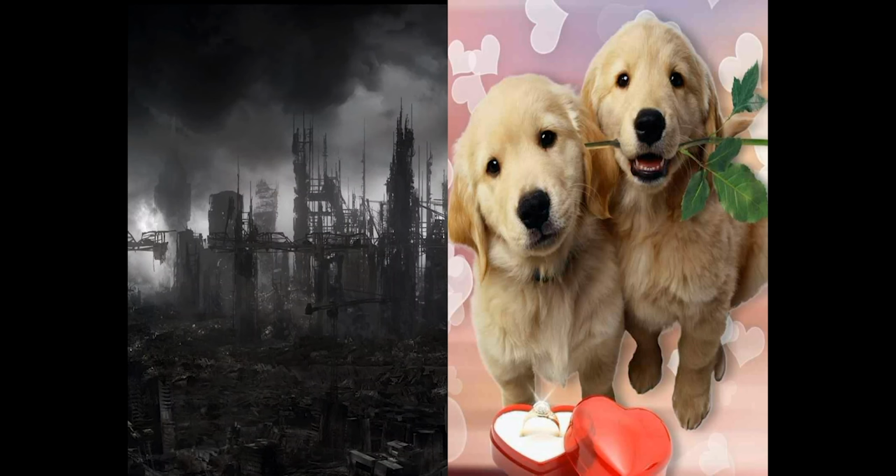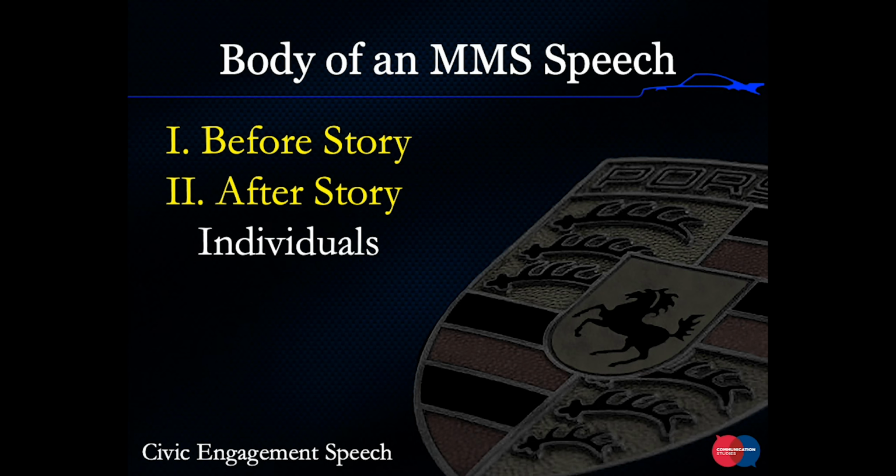You want to paint these 2 dramatic pictures, because really what you're trying to do is set up a contrast that is so obvious that even somebody who isn't paying attention can realize, oh, I don't want to live in this dark and gloomy world. I want to live in this bright and colorful world. That's what you're trying to do, set up these stories. And these 2 stories that you're going to tell have to involve individuals.